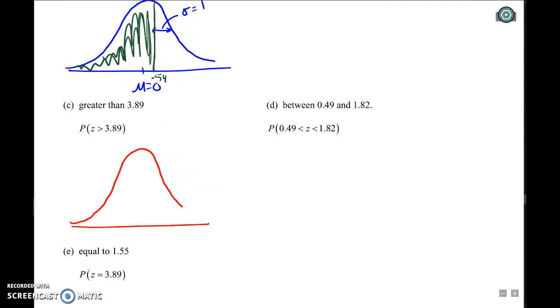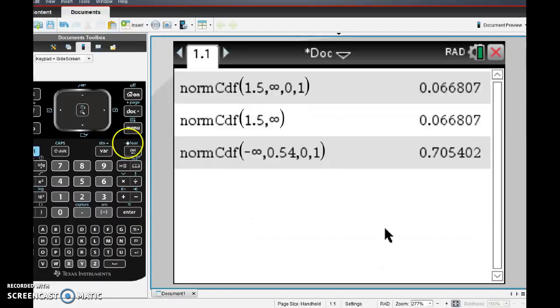Draw the curve. Label the mean. Label standard deviation. So this is a z-score greater than 3.89. Holy smokes, 3.89 is going to be way up here, and then to the right of it. So this is going to be a really small percentage. We should get a really small percentage.